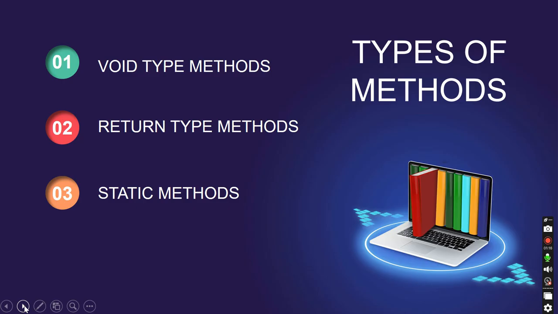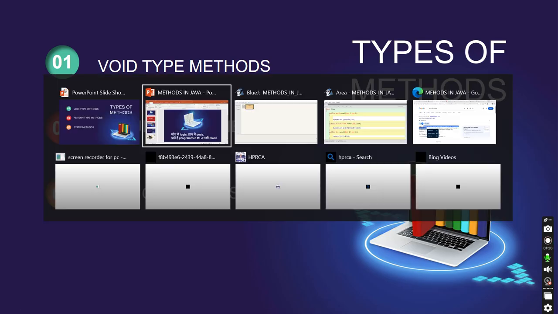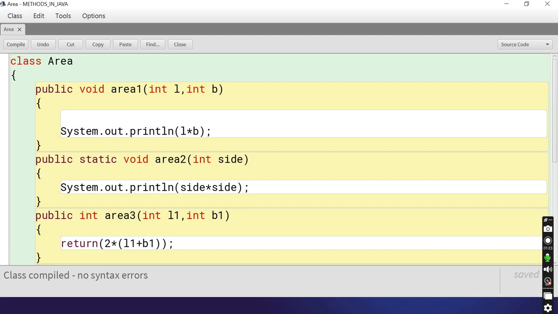So we will do it practically. I have already made a program for you. This is a program of methods which I have already made. I'll explain it line by line. In this program, I just take a class with the name Area. I have told you that a method is of void type first.